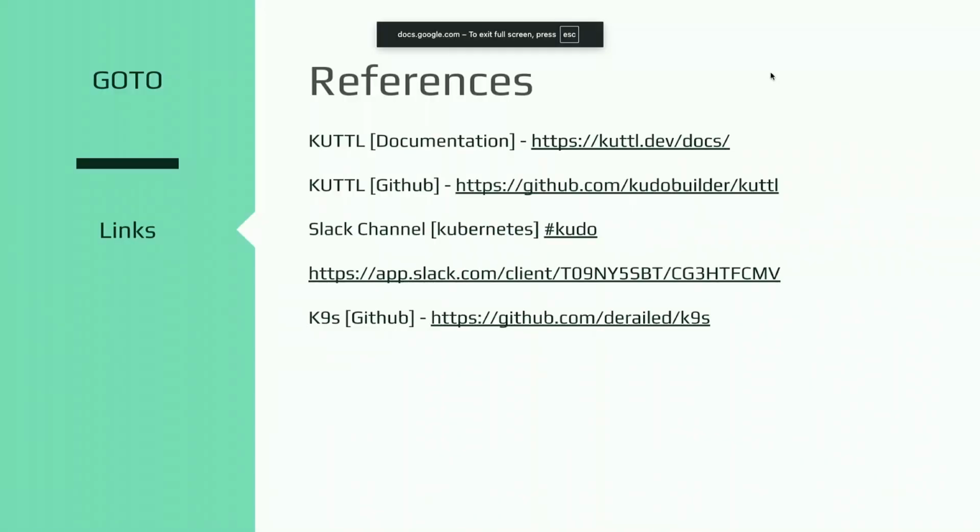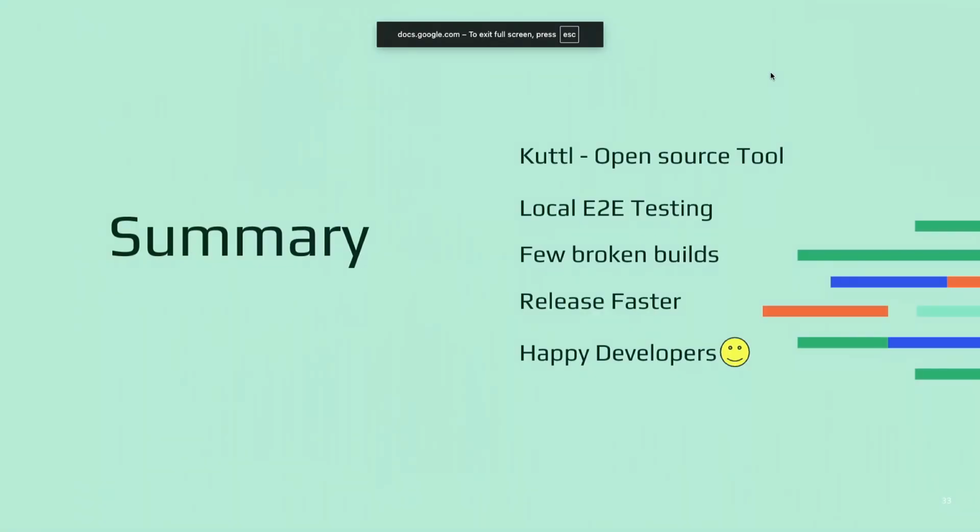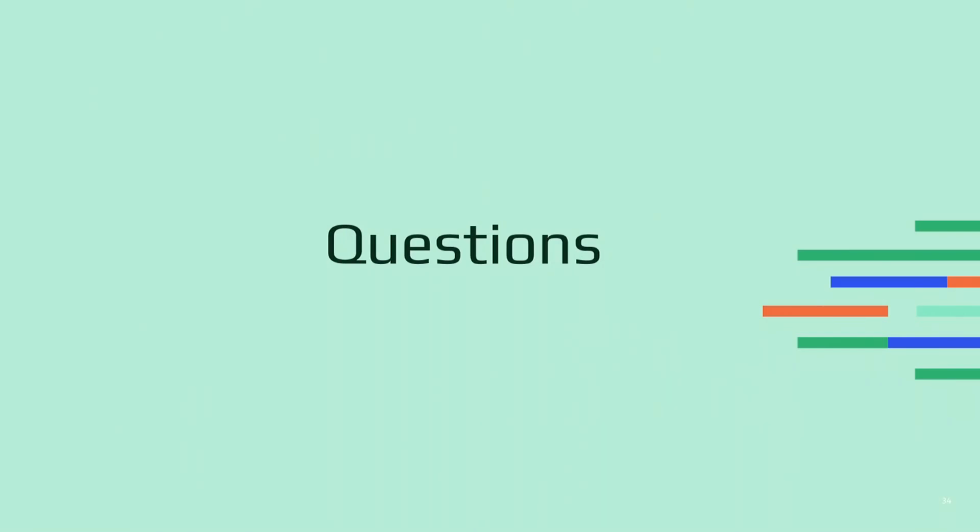Okay, quick takeaway. Open source tool. Kuttl is used for local testing, which enabled us to have fewer broken builds. Since it was taking 1.5 hours for the entire suite of testing, we were able to finish it in less than 15 or 20 minutes, which would mean faster release cycles. Developers were happy. Okay. Any questions?